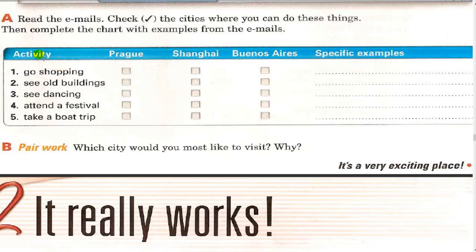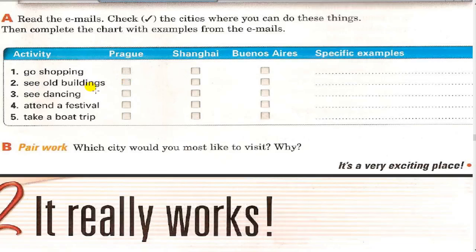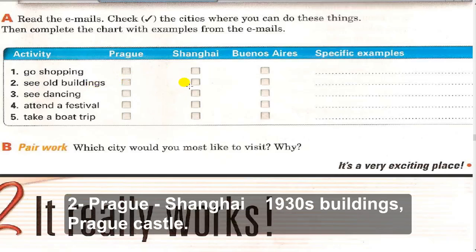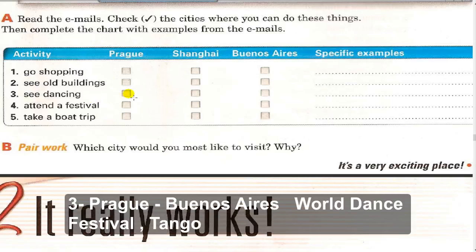Go shopping. You can go shopping in Shanghai, Buenos Aires. Examples: Calle Florida. Number 2. See old buildings. You can see old buildings in Prague and in Shanghai. Examples: 1930s buildings, Prague Castle. 3. See dancing. See dancing in Prague, Buenos Aires. Examples: World Dance Festival, Tango.